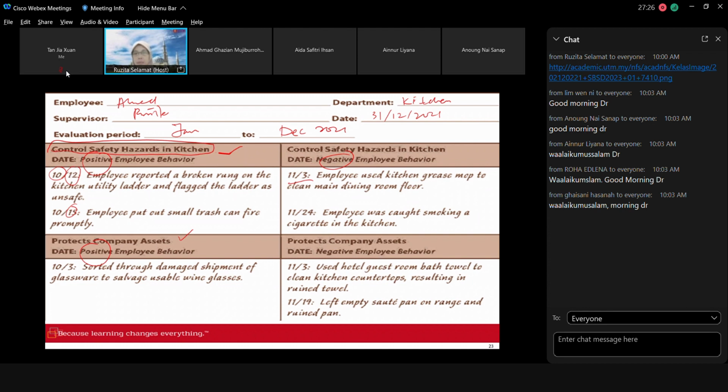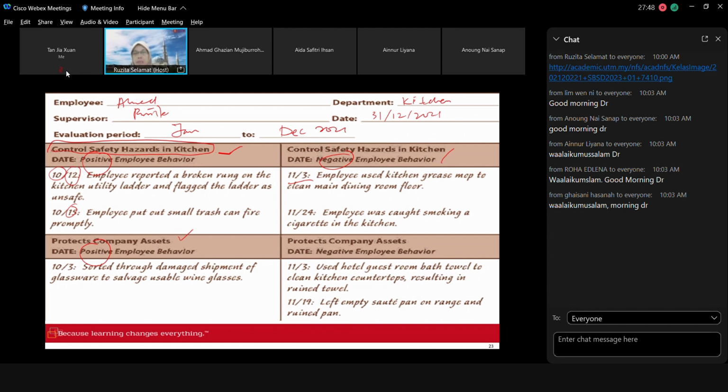All right, what else? On 24th November, an employee was caught smoking a cigarette in the kitchen. Of course, this is a very, very dangerous act by the employee. It could cause a fire in the kitchen, right? So not acceptable. It is recorded as negative employee behavior. All right, how about the next one?